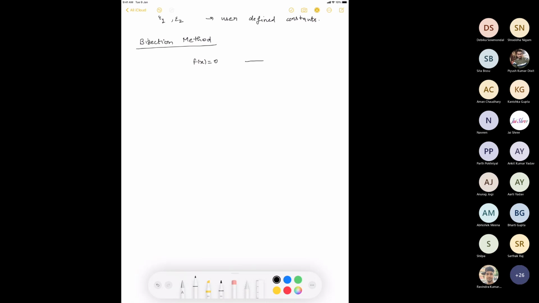So let me give it an equation number. Say this is 1. And you will see why we call it bisection as I explain the method. First of all, this method is based on the intermediate value theorem.